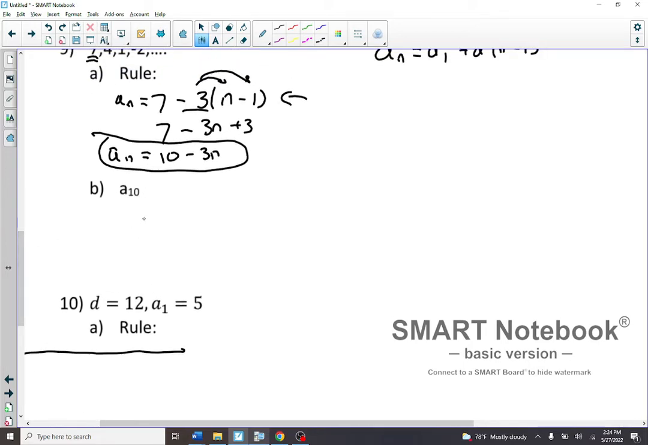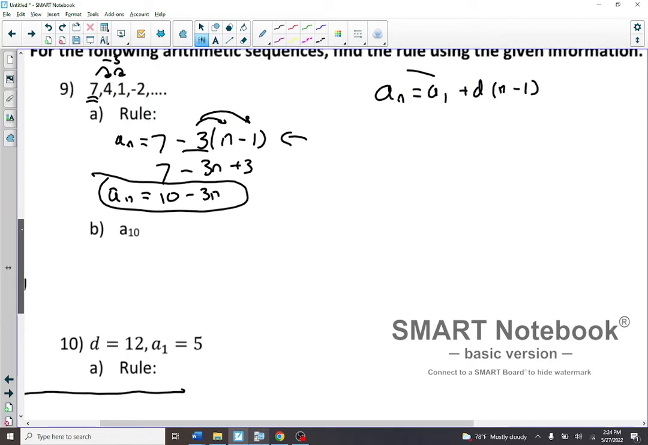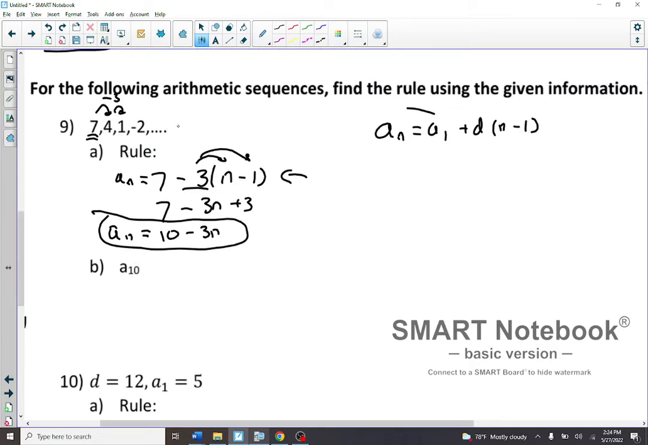Over here, A to the 10 power. So I'm going to be, not to the 10th power, I'm sorry, the 10th term. So I want the 10th term in this pattern. So what I could do is just plug in 10 into the equation I found. 10 minus 3 times 10. The answer is going to be negative 20. So the 10th term is negative 20.